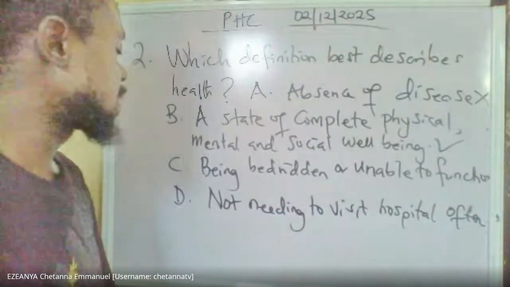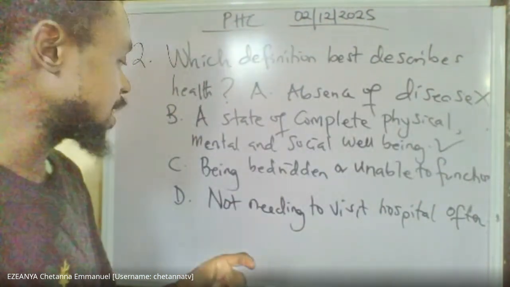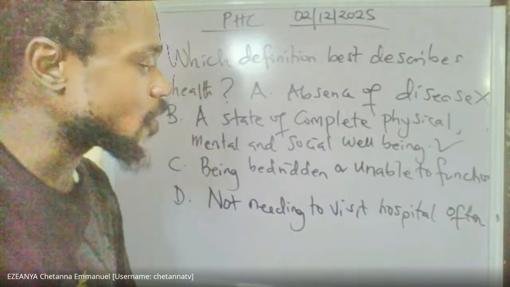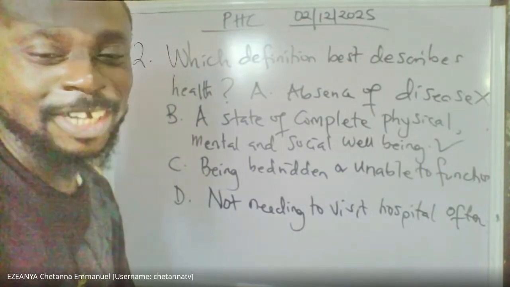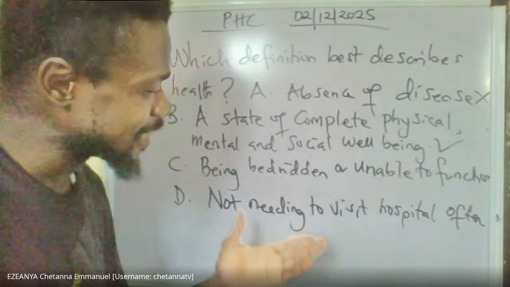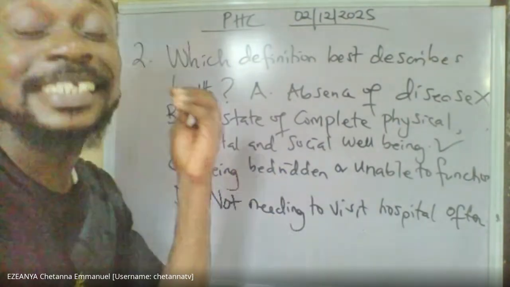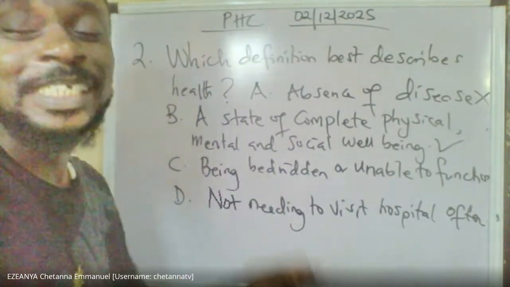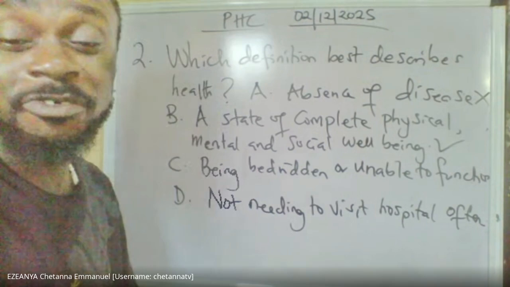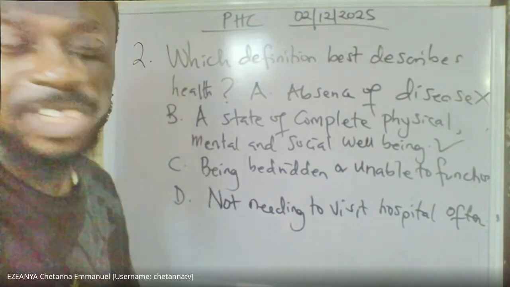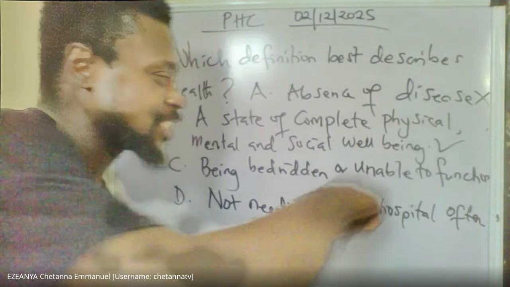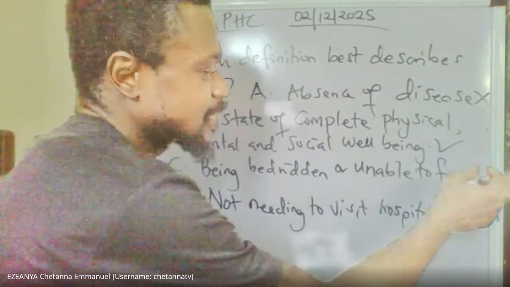Option B is okay. Option B is the answer. Option C says being bedridden or unable to function. This one doesn't make sense, because being bedridden or unable to function is a typical example of a state of poor health, poor physical health. So it's not a definition of health. C is not the answer.